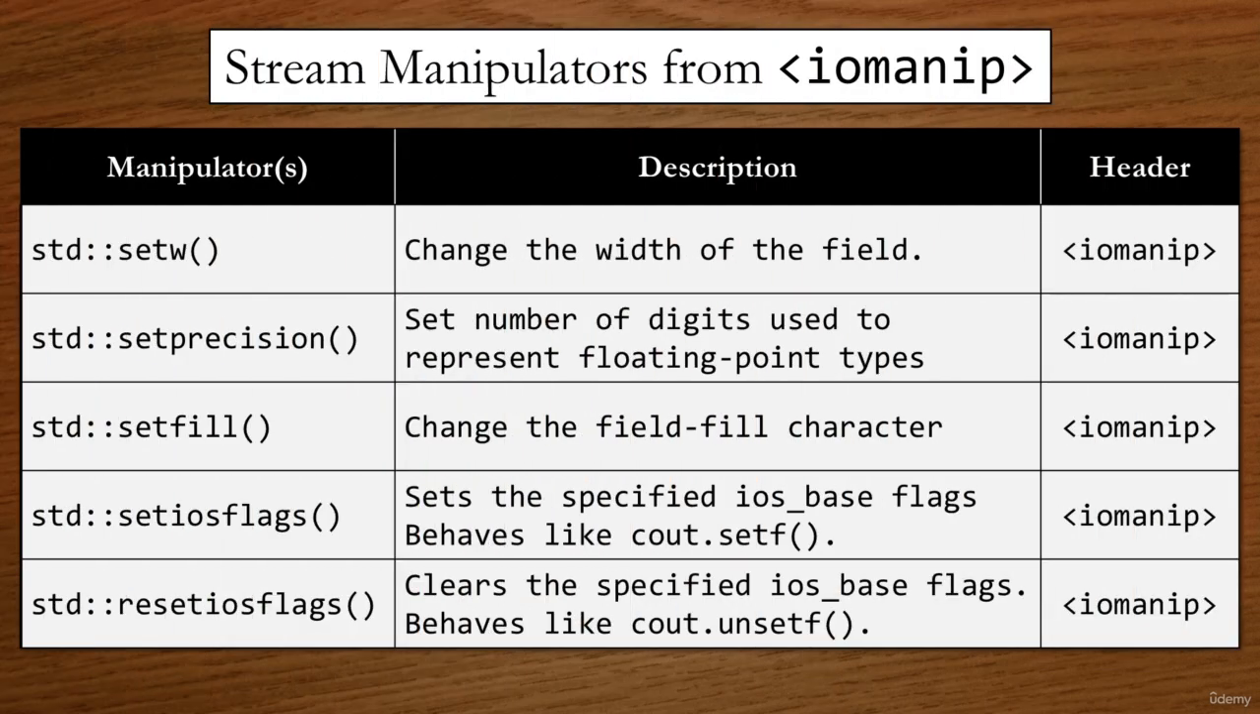Some of the stream manipulators from iomanip, we have setw to change the width of the field, and then setprecision to set the number of digits to use to represent floating point types. Then we have setfill, which is going to change the field fill character. We also have setiosflags, which is going to set the specified ios base flags, and it behaves like the cout.setf function. We also have resetiosflags, which is going to clear the specified ios_base flags, and that behaves like the unsetf member function of cout.